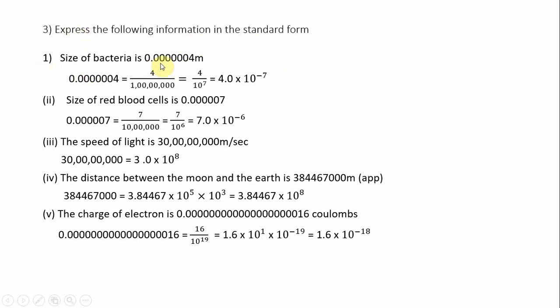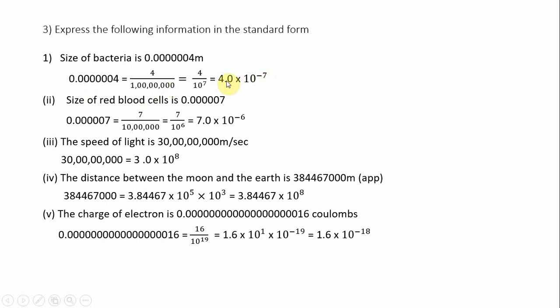Size of bacteria is 0.0000004. So here first, as usual, all these numbers I have written 4. How many digits are there after the decimal? 1, 2, 3, 4, 5, 6, 7. So 7 zeros were written, and it is 4 by 10 to the power of 7. Now 4.0 into 10 to the power of minus 7.